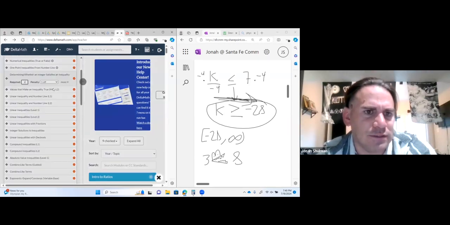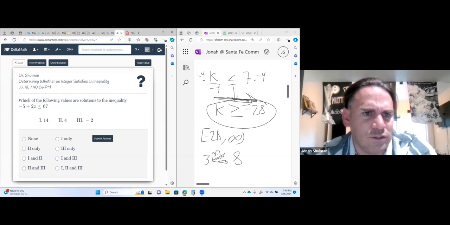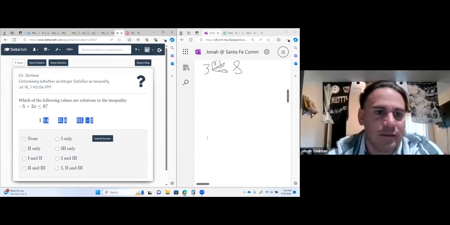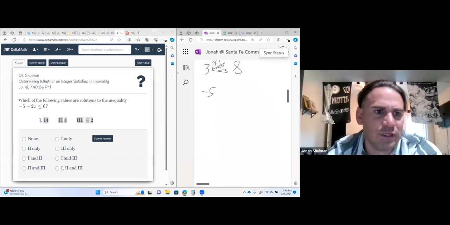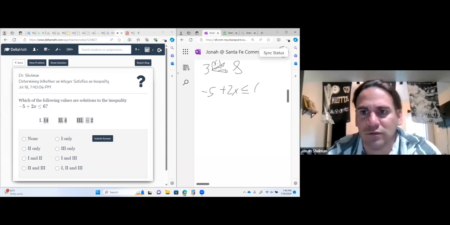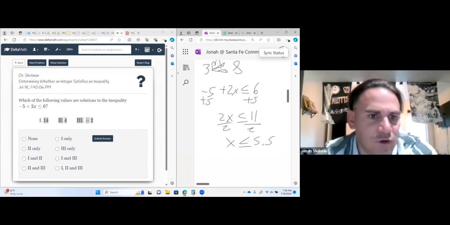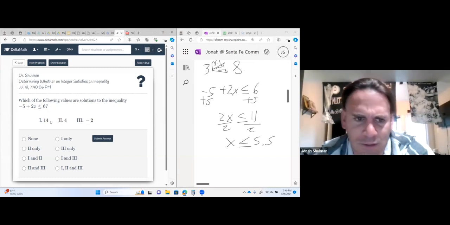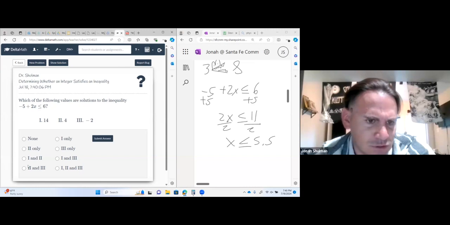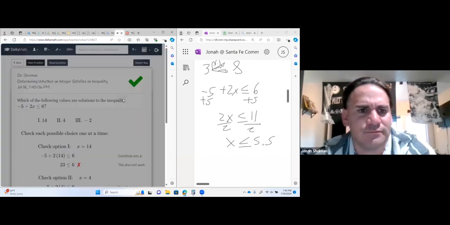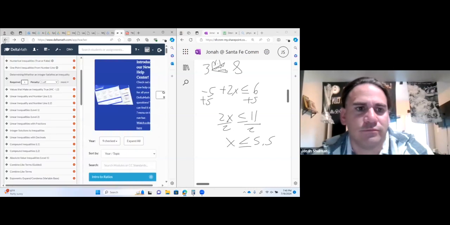All right, let's see what we got for this one. Which of the following values solve it? So does 14 work? Does 4 work? Does -2 work? I always just solve it. That's just me, but everybody does these different ways. So -5 plus 2x is greater than or equal to 6. I'm going to add 5 to both sides. 2x is less than or equal to 11. I'm going to divide by 2. X has to be less than or equal to 5.5. 14 is not less than it, so it can't be 1. 4 is less, -2 is less, so it's 2 and 3. That's how I always solve it. Ta-da! Oh, they plugged them in.